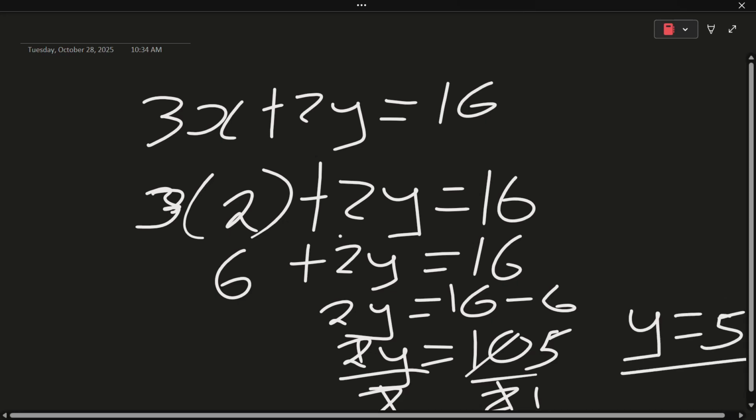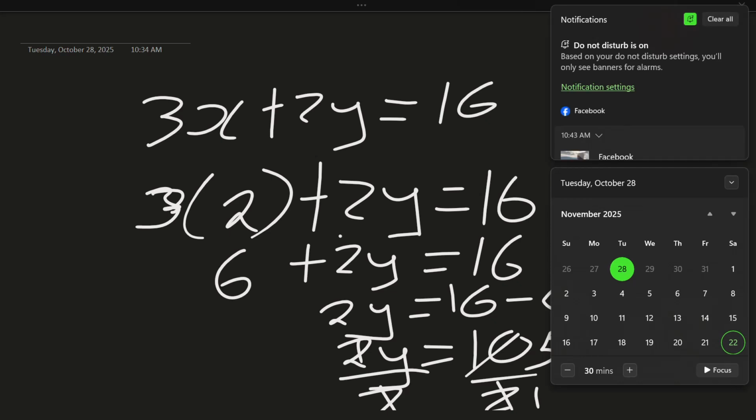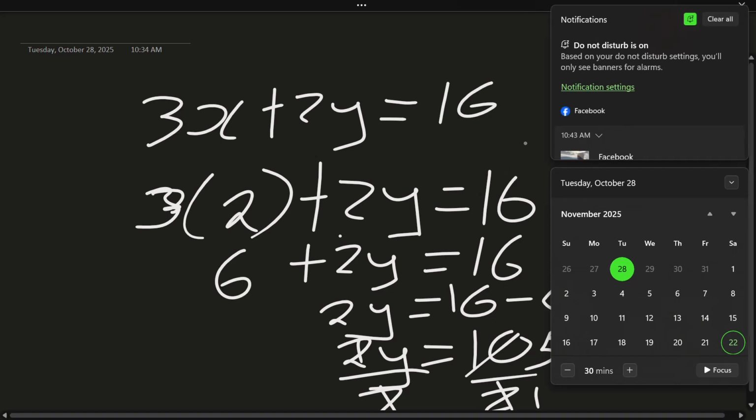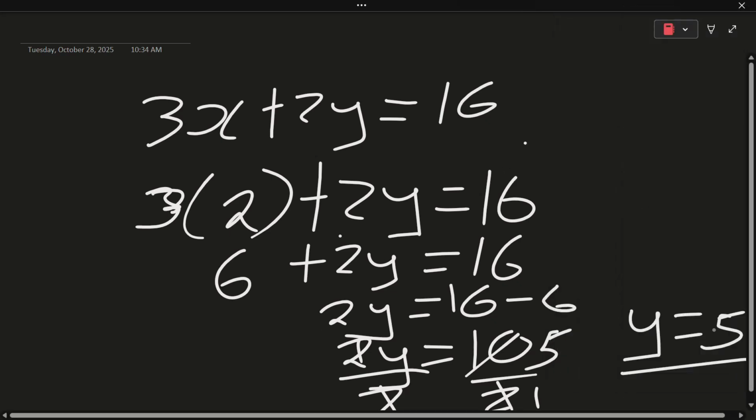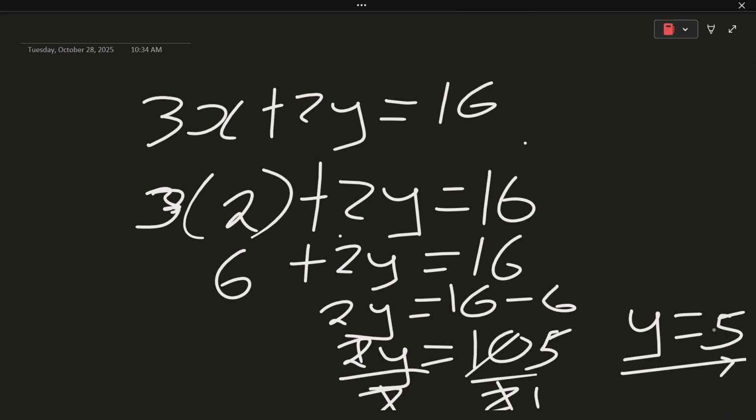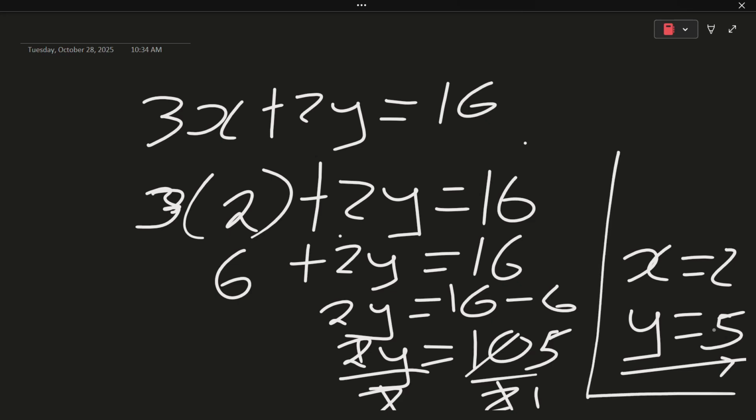That's our value for y. And the value for x, we already said x is equal to 2. So this is our solution.